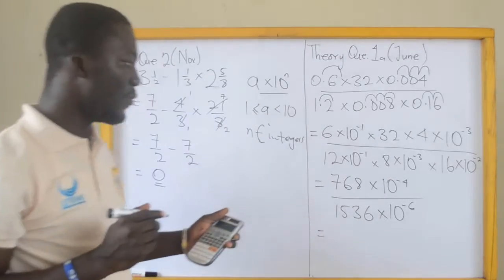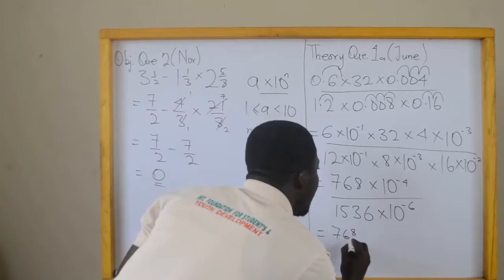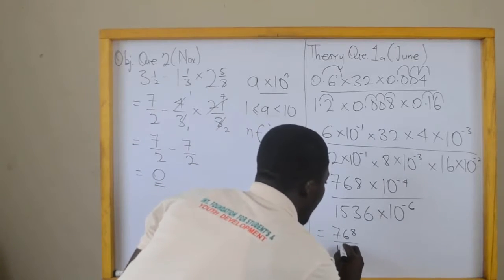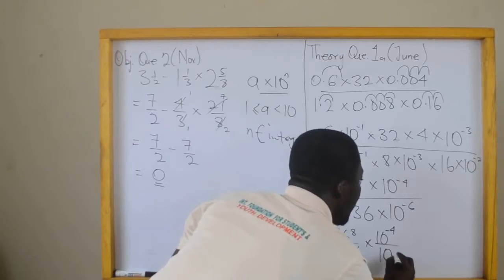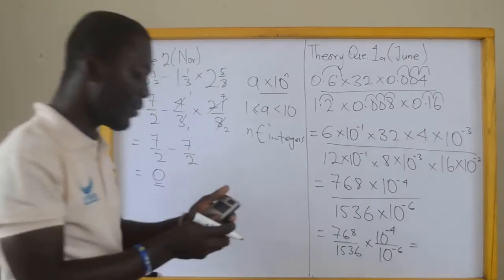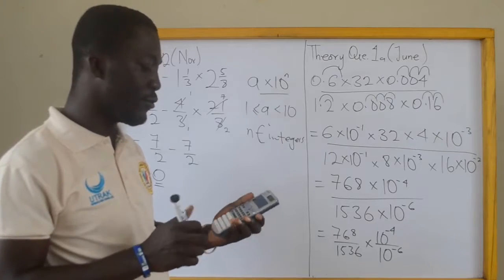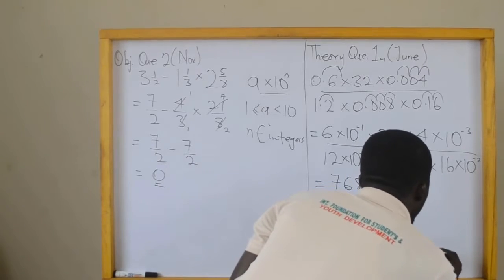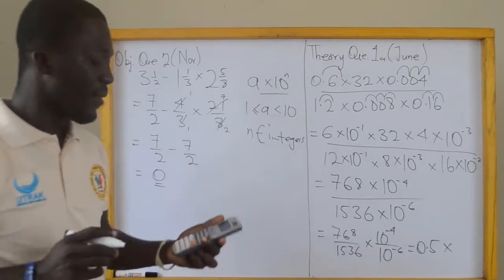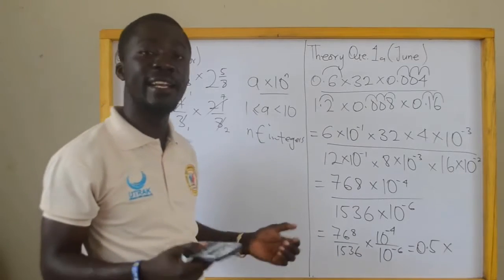So we can divide this into two parts. 768 over 1536 times 10 raised to the power negative 4 over 10 raised to the power negative 6. Let's see, 768 divided by 1536 equals 0.5, times 10 raised to the power negative 4 divided by 10 raised to the power negative 6.